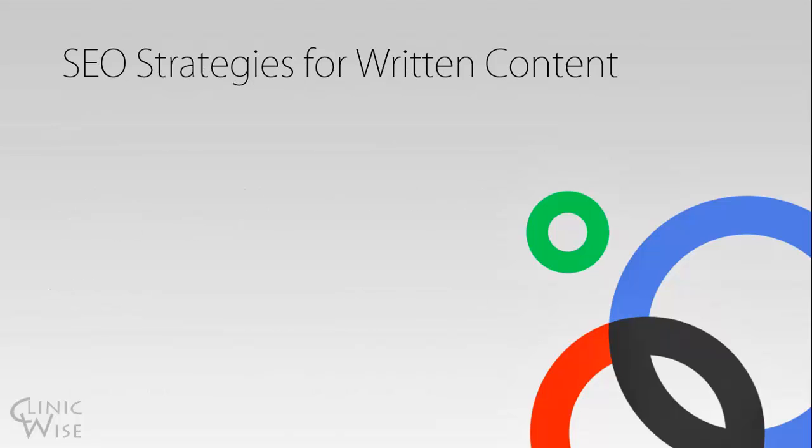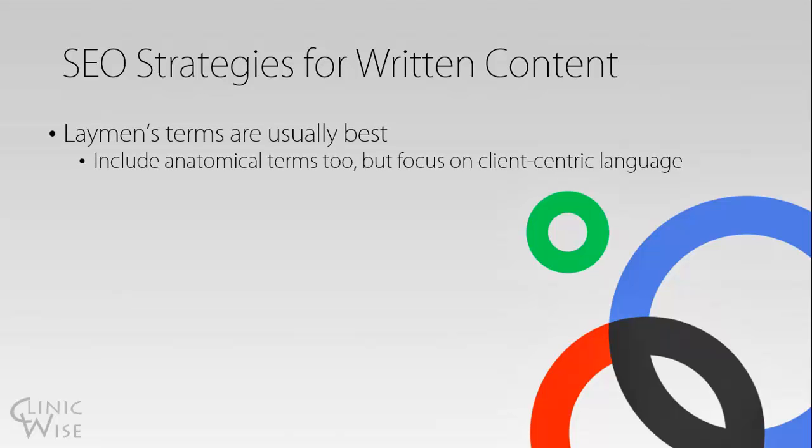Although keywords themselves are obviously important, the rest of your written content can also be optimized to help improve your search engine optimization ranking. It's usually best, if you're hoping to appeal to the general public, to use simple language and layman's terms. It's okay to include anatomical language, but be sure to also fully explain what you're talking about in terms that most clients can understand. Google factors reading level in when ranking websites for search engine optimization purposes.